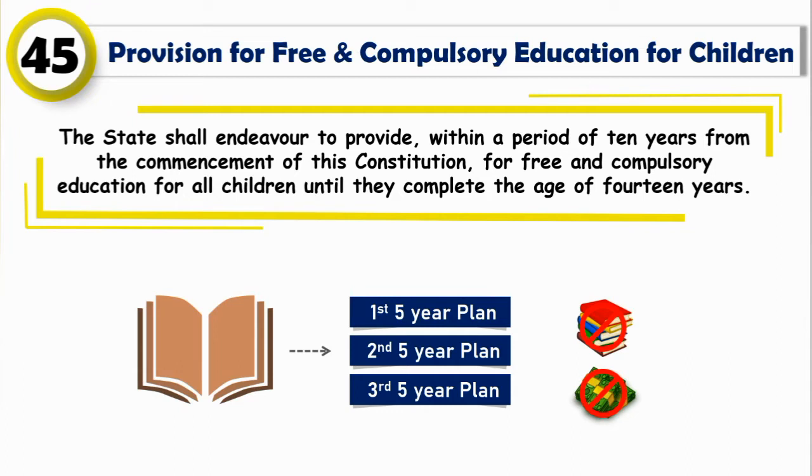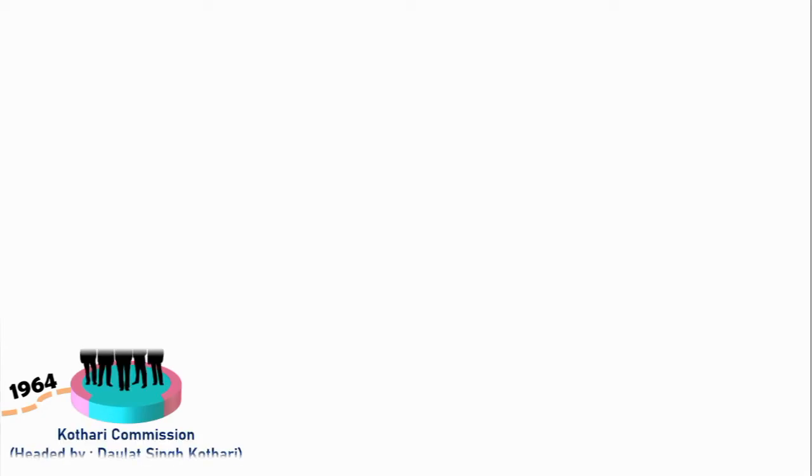So by the end of third 5-year plan, that is in the year 1964, a commission called Kothari Commission was formed by the Indian government, headed by Daulat Singh Kothari. This commission was formed to review the status of education in India and to check why previous plans launched by the government failed.